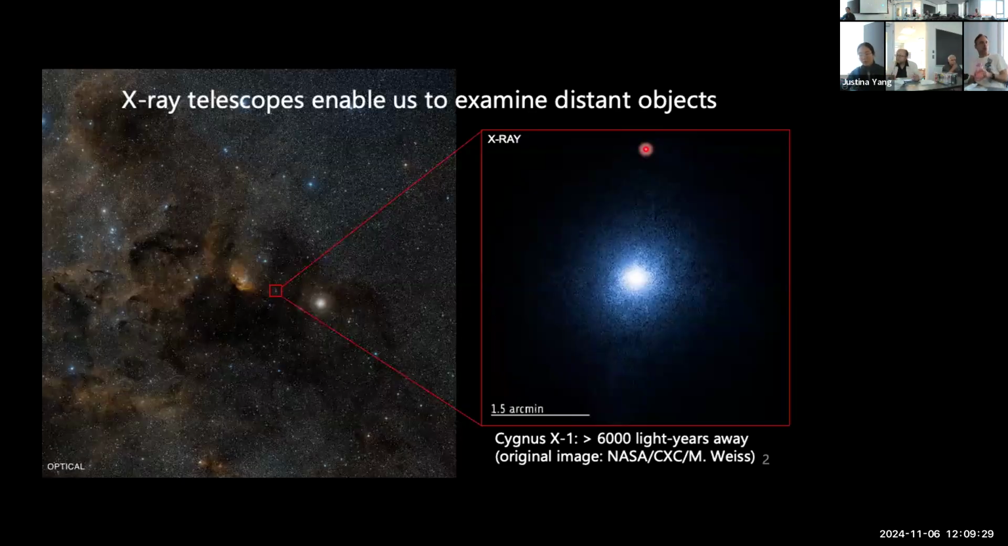So as background, most people here, I would say, are astronomy experts, but part of the reason that X-ray telescopes are useful is that they enable us to look at faraway objects. Cygnus X-1 is not particularly far by astronomical standards, but by human scale standards, it is indeed very far away. This is an X-ray image created with Chandra data where the scale bar is 1.5 arc minutes. That's about 1/20th of the diameter of the moon. And this is an object that's more than 6,000 light years away.